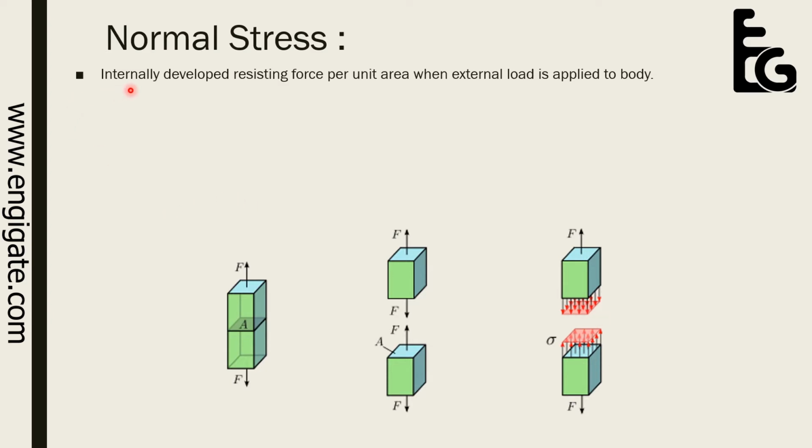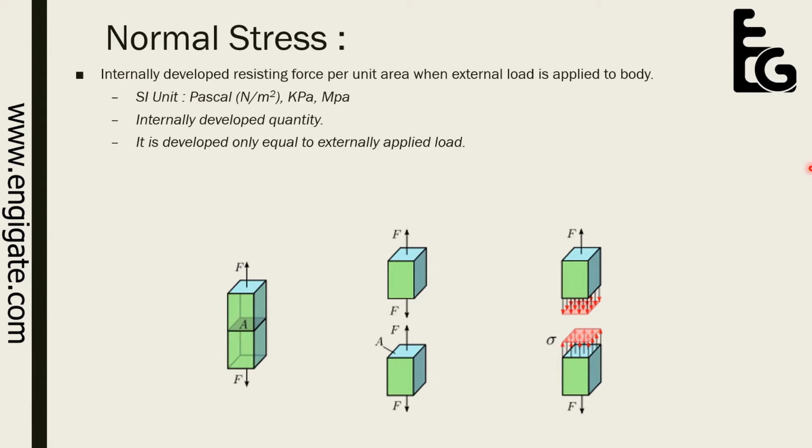Normal stress means internally developed resistance force per unit area when external load is applied. The unit of normal stress is Pascal, Newton per meter square, kilopascal and megapascal. This is an internally developed quantity. It is equal to the externally applied load. Stress equals internal resistance force divided by cross section area. It is not force upon area, but it is equal to internal resistance force divided by cross section area.